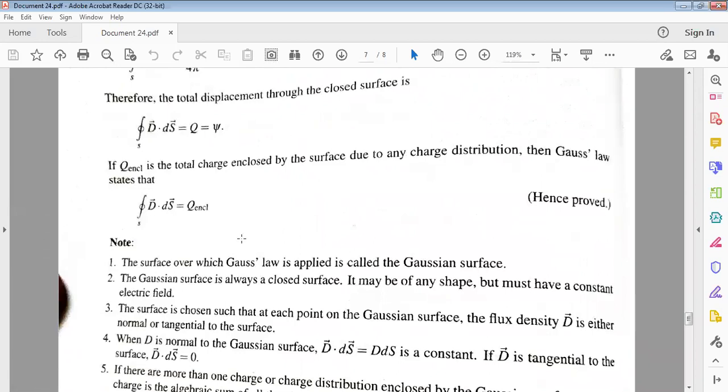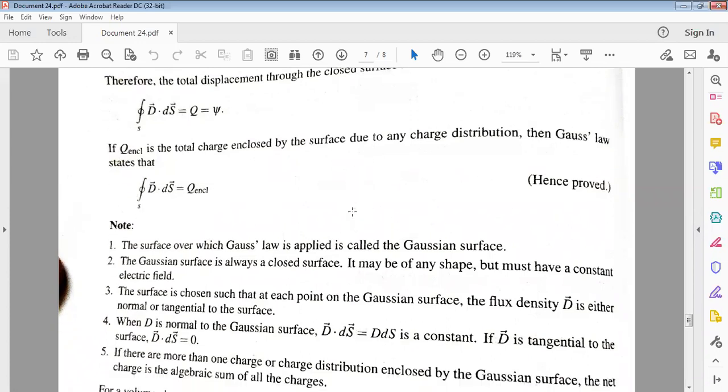So from that we conclude that q enclosed is the total charge enclosed by the surface due to any charge distribution. That is the simple statement of Gauss law. The surface integral of D dot dS equals q enclosed, where q enclosed is the total charge enclosed by the surface due to any charge distribution.